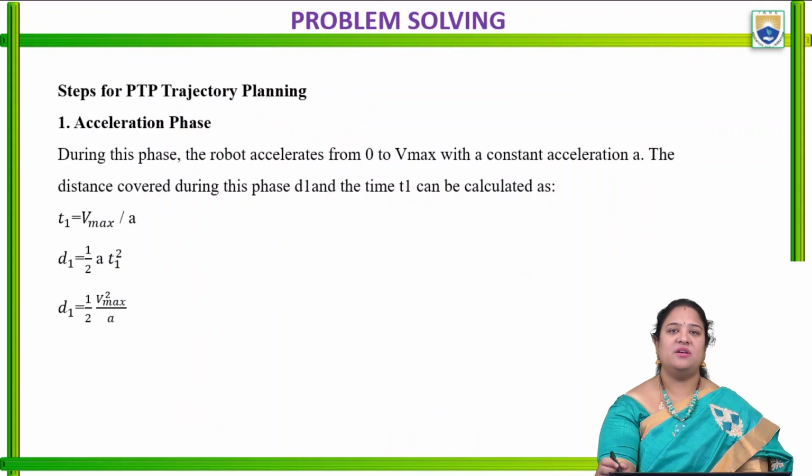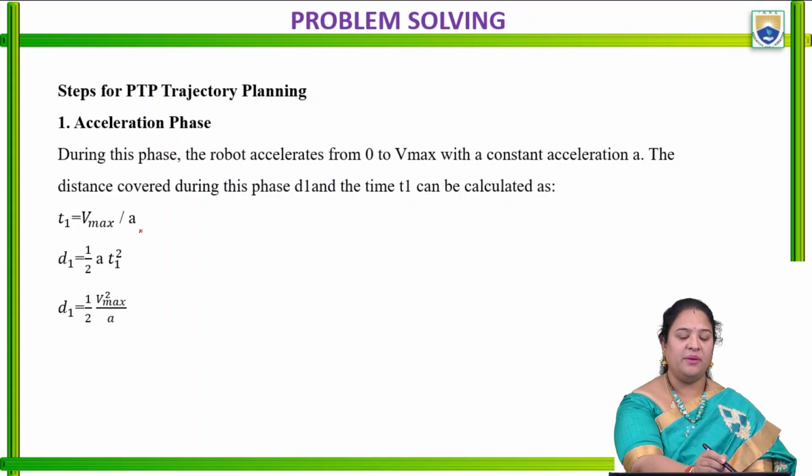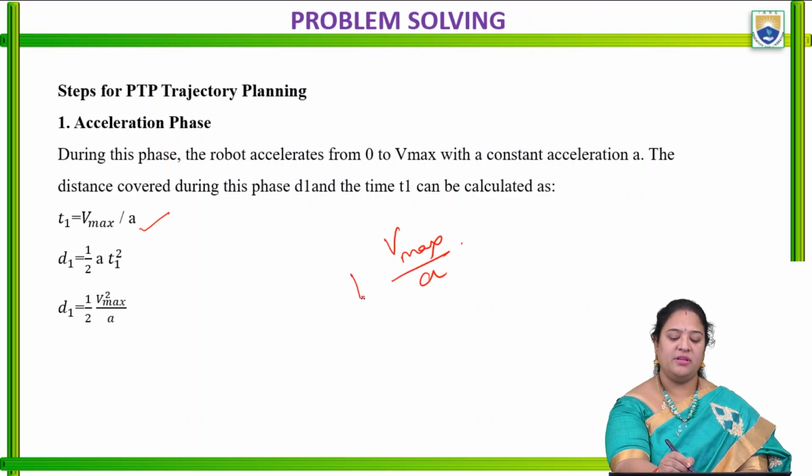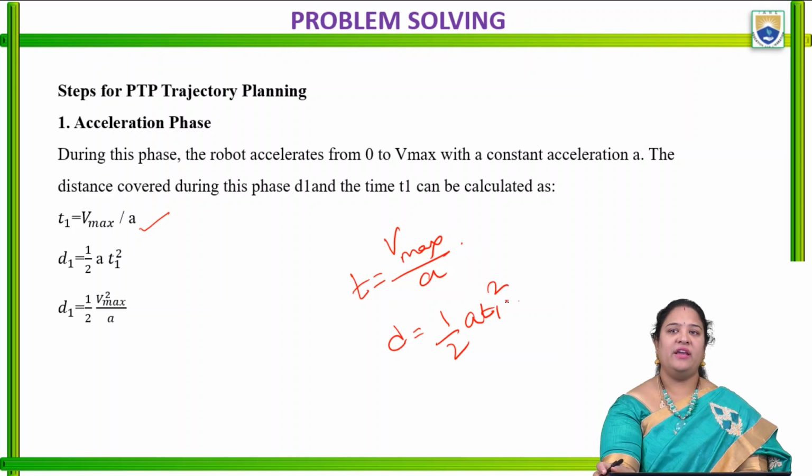Right? So the first step involving the P2P trajectory planning is the acceleration phase, where we are considering the time, that is Tmax, as maximum velocity divided by the acceleration, right? Where time is maximum velocity by acceleration, and the distance is d equals half a t square, where a is nothing but the acceleration, t is what we have calculated here, that is the time, and a is the acceleration.